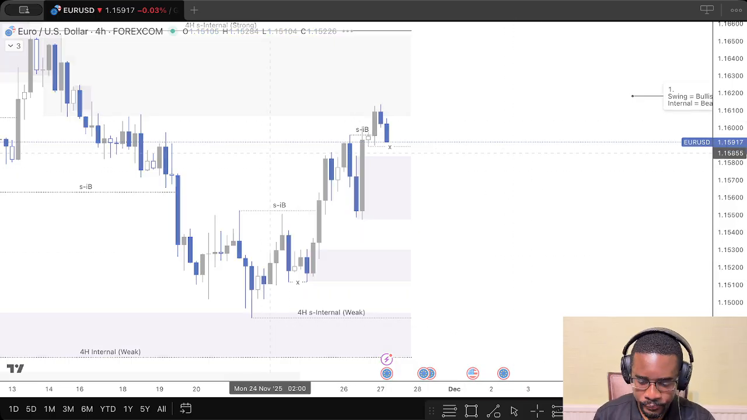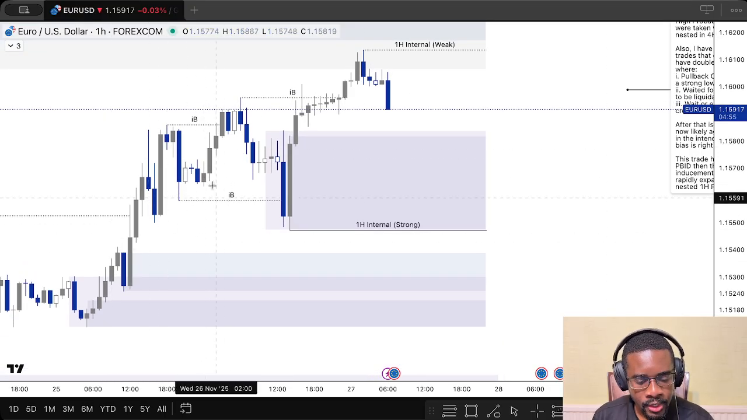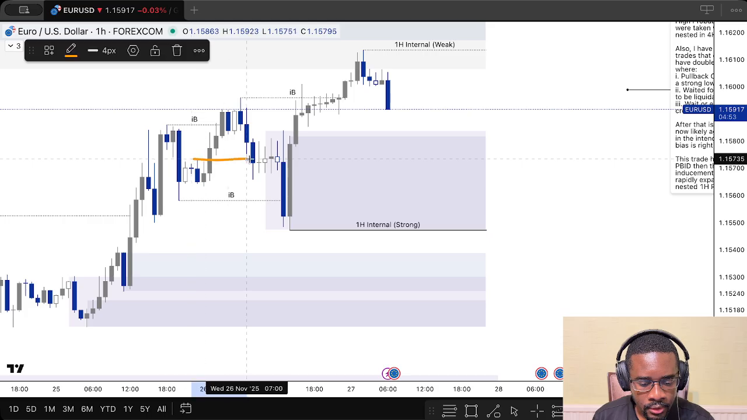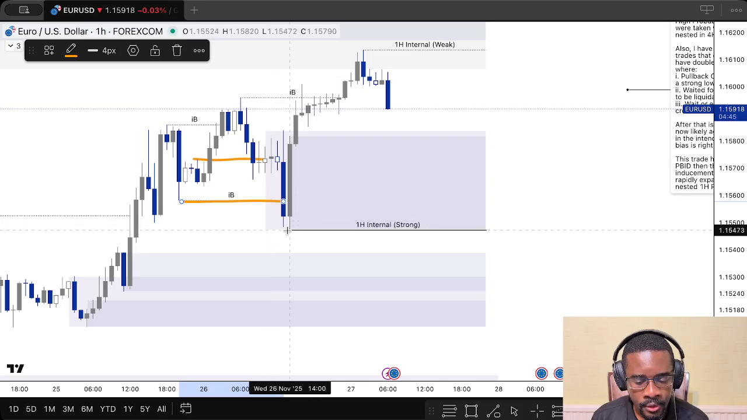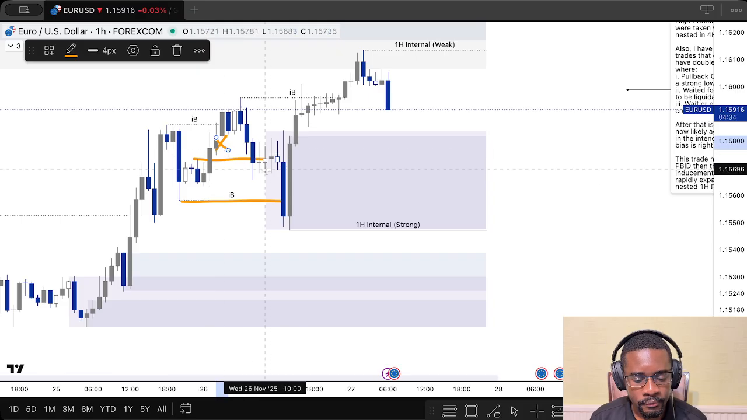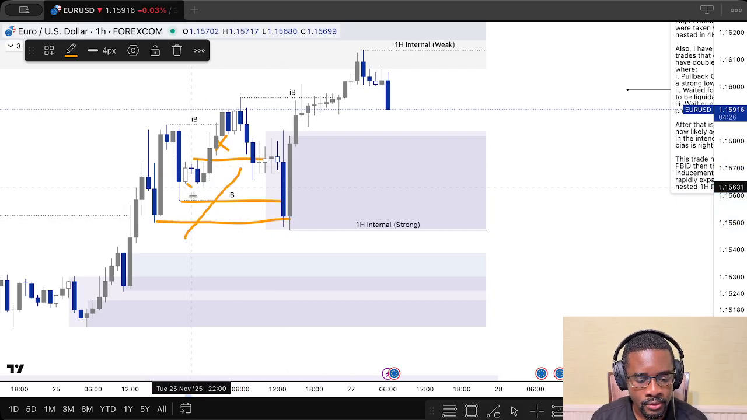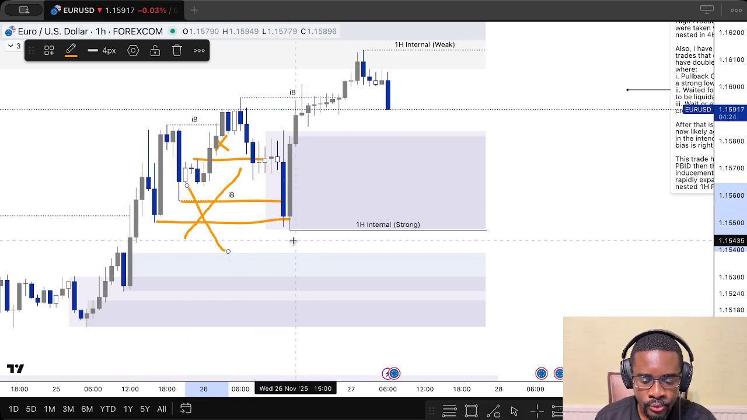So looking at the 1 hour, yesterday we were looking at this nested demand in the 4 hour. Now, because it didn't have any inducement, right, there was no liquidity before the zone. You can see that the POI itself was then liquidated, including even these lows. So both of these POIs were liquidated to fuel the move to the upside.